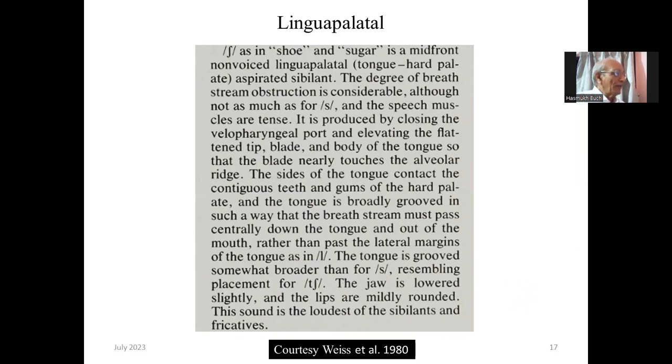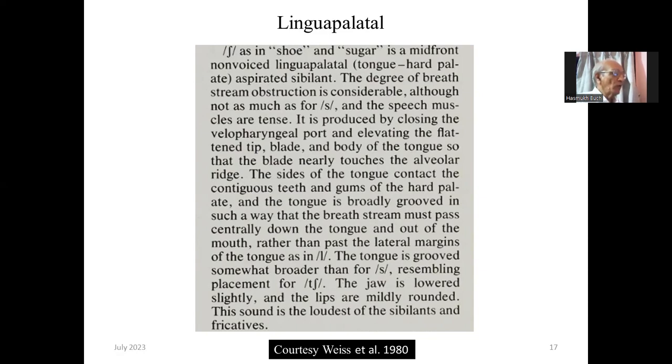The degree of breath stream obstruction is considerable, although not as much as for S or song. And the speech muscles are tense. It is produced by closing the velopharyngeal pore, that means the soft palate, elevating the flattened tip, blade and body of the tongue so that the blade nearly touches the alveolar ridge. Blade is behind the tip of the tongue. The sides of the tongue contact the teeth and gums of the hard palate, and the tongue is broadly grooved in such a way that the breath stream must pass centrally down the tongue and out of the mouth rather than pass the lateral margins of the tongue as in L.